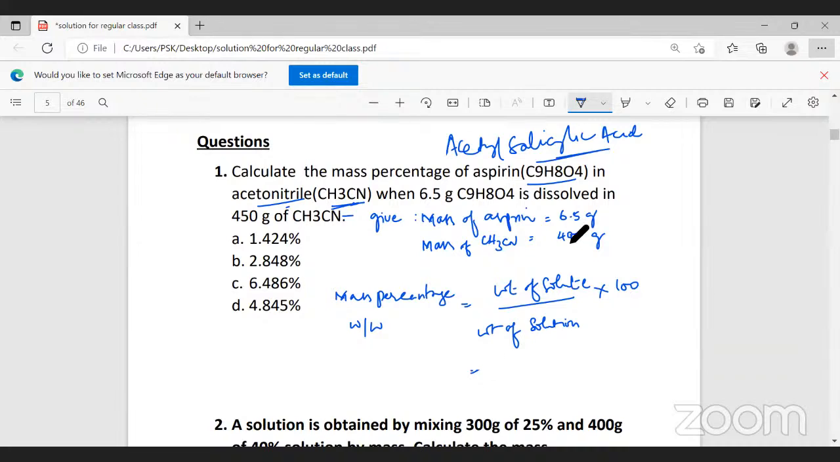Now what is the mass of the solute? Aspirin is the solute. It is 6.5. What's the mass of the solution? Solution is nothing but solute plus solvent. So it will be 6.5 plus 450, that will be equal to 6.5 divided by 456.5. Percentage they're asking, so you have to multiply it by 100. If you multiply it by 100, the answer you will get is 1.424%. So the mass percent of aspirin in acetonitrile is 1.424%. Therefore, the answer for this question is option 1.